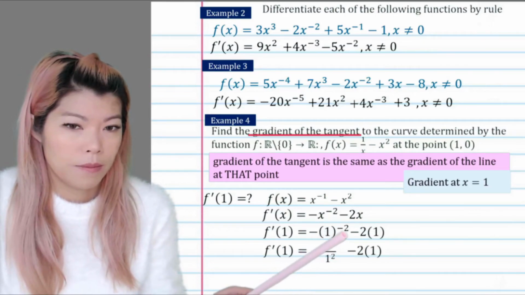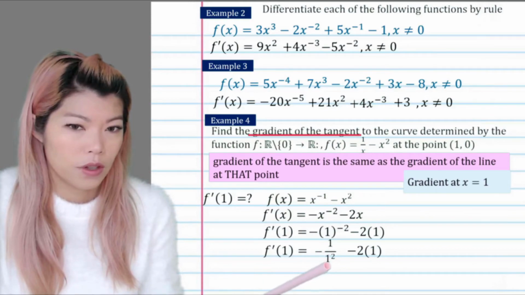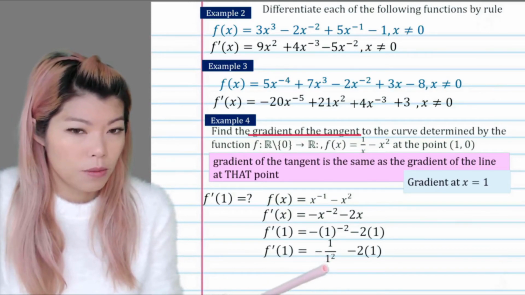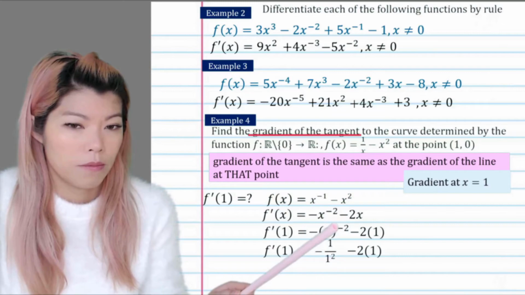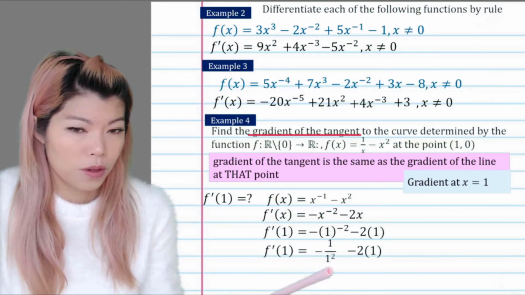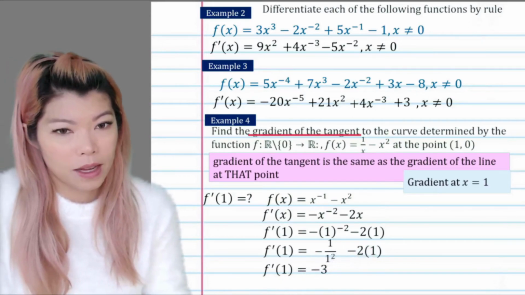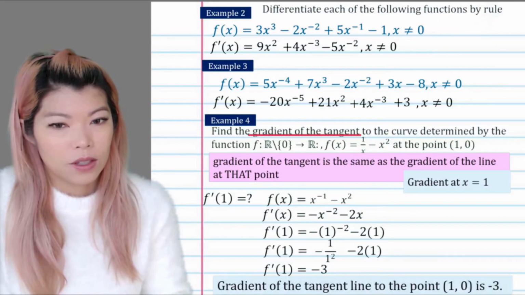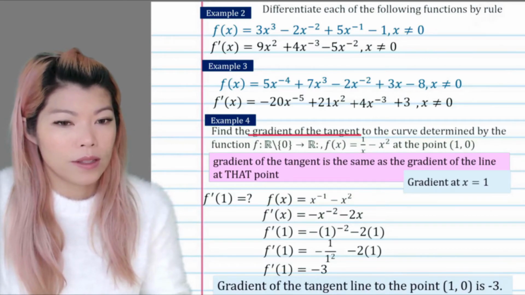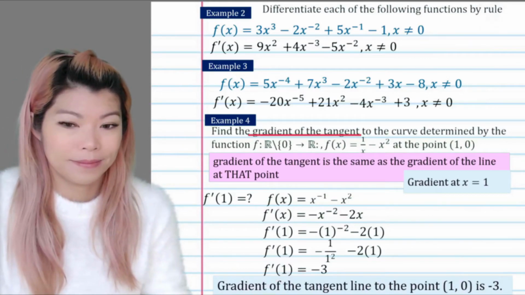So I rewrote that over there so you can see what's happening. It is still minus because the negative power becomes 1 over 1 squared, but then minus all of that, which is 1, is minus 1. So minus 1 minus 2 becomes minus 3. So the gradient of the tangent line at the point 1, 0 is minus 3.